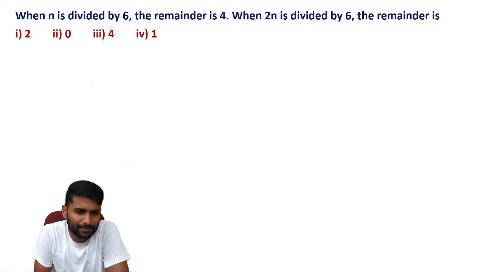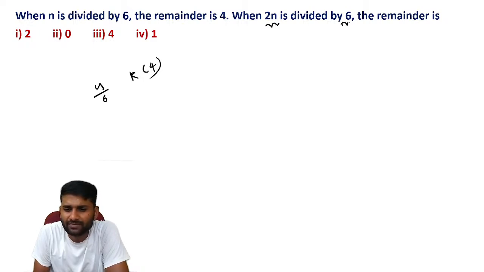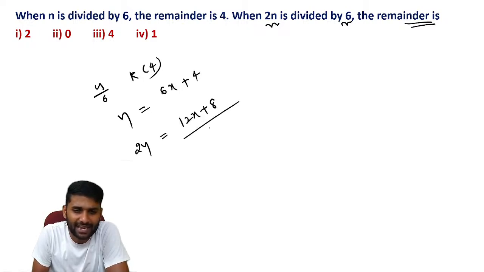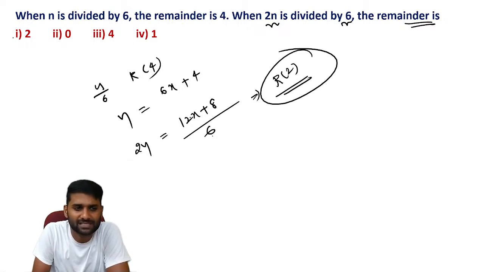Now see here the question: if n is divided by 6, the remainder is 4. Now 2n is divided by 6, what is the remainder? First identify what the n value is. 6 is multiplied with the quotient x, and the remainder is 4. Let's go through 2n. The 2n value is 12x plus 8. Now we are dividing 12x plus 8 by 6, guys. 12x is exactly divided by 6, and 8 divided by 6 leaves remainder 2. If 2n is divided by 6, the remainder is 2 units.